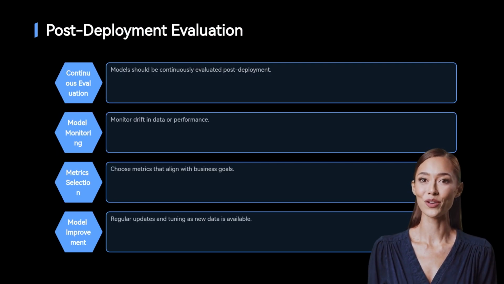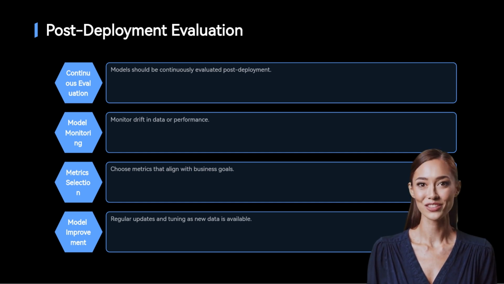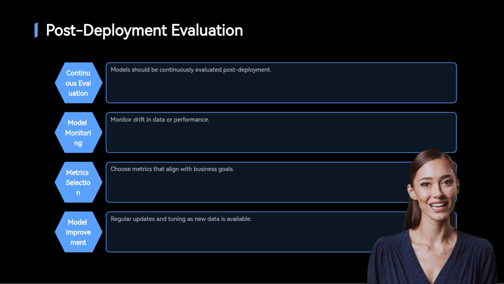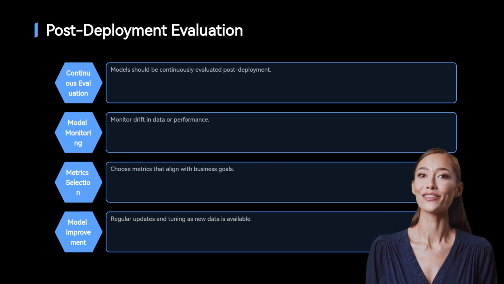In conclusion, model evaluation is an ongoing process that continues even after the model is deployed. Continuous monitoring ensures that the model remains effective over time and adapts to any changes in data. Model monitoring helps detect any performance degradation or data drift, ensuring the model stays relevant and accurate.